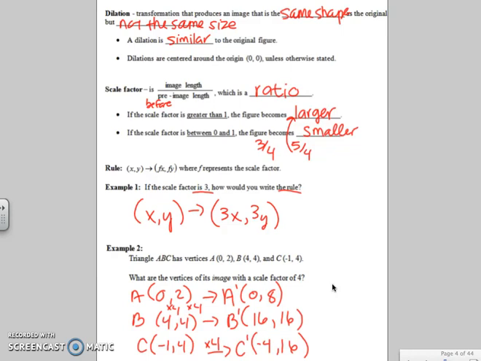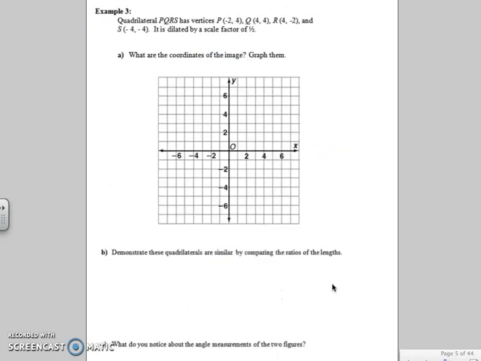All right, next page. So in example 3, we've got quadrilateral PQRS with those vertices, and we're going to dilate it by a scale factor of a half. So I would expect my image to get smaller since 1/2 is smaller than 1. So let me go ahead and graph PQRS.